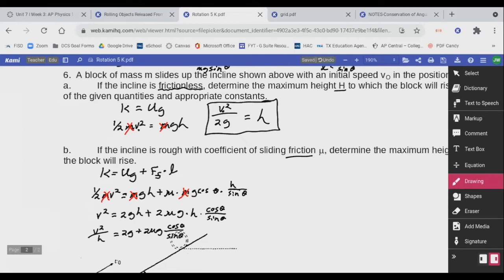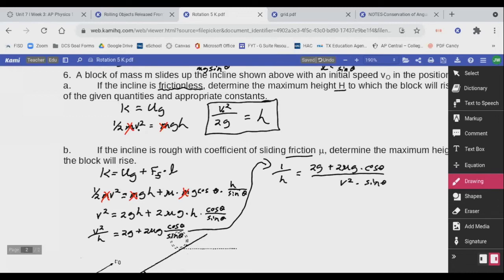All right, I think I'm still okay. And now I'm going to draw an arrow to say, bring this up and over here. If I divide both sides by v squared, I would have 1 over h on the left side is equal to 2g plus 2 coefficient g times the cosine of theta divided by v squared times the sine of theta.